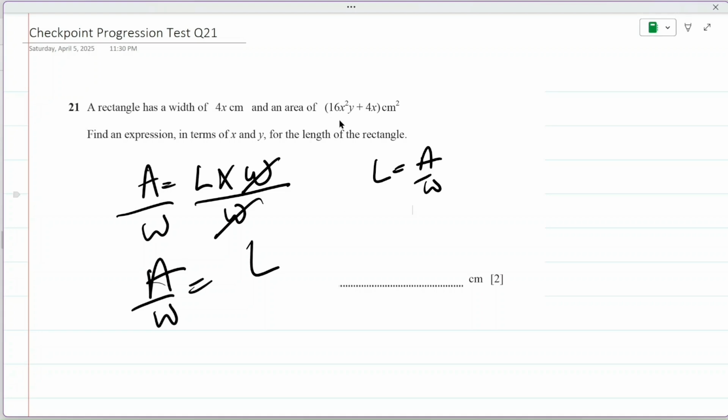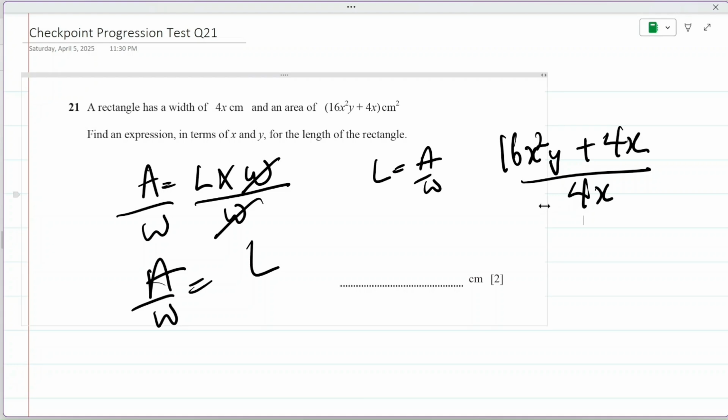We know our area is 16x²y + 4x, so we have 16x²y + 4x over the width, which is 4x. If they are linked by addition at the numerator level, you can't say 4x in 4x, 4x in 4x. You can't do that. This 4x affects both of them. So you can either give them their separate 4x, or you can factorize, find what is common in both of them, and in this case you can find 4x in both of them. Then after factorizing, you then divide.